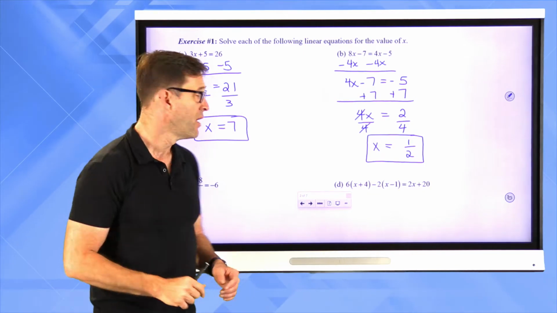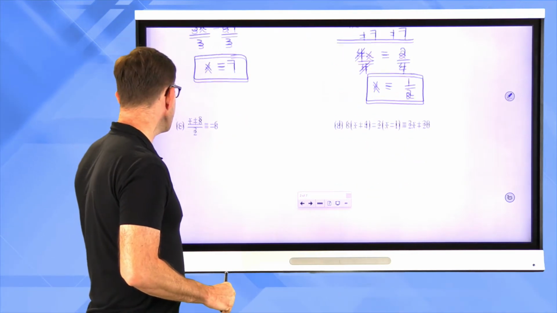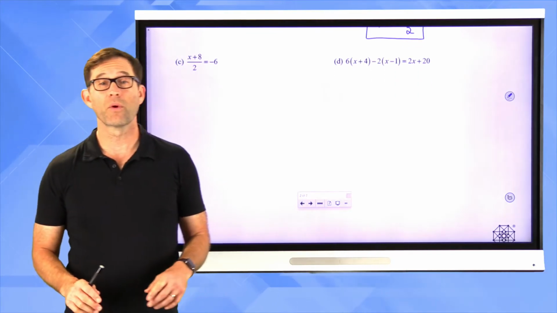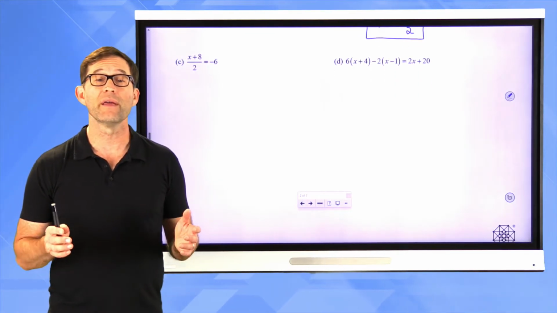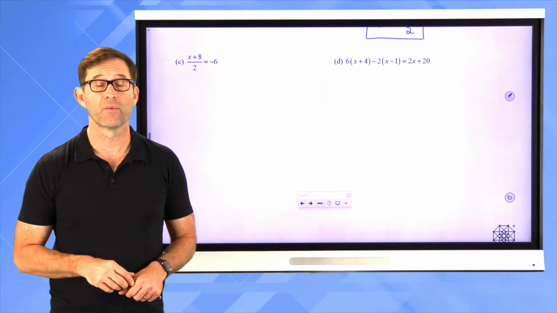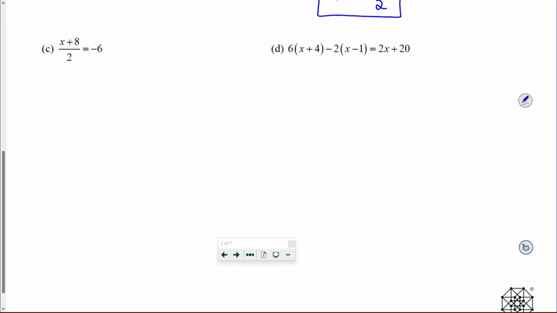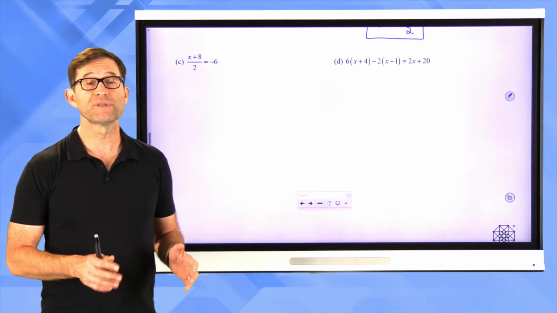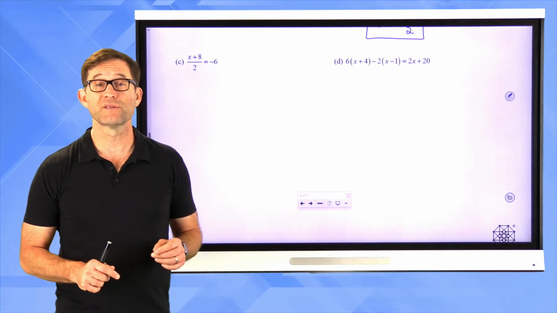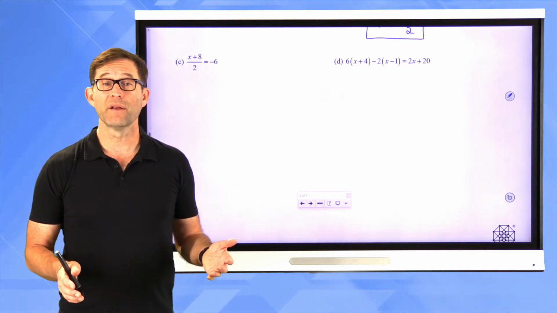All right. Now, letter C is actually more analogous to letter A. It's still a two-step equation. Let's take a look at it really quickly. In this equation, we have the quantity x plus 8, divided by 2, is equal to negative 6. So yet again, we don't have variables on both sides of the equation, only on the left-hand side, and there's two things that have been done to x, right?